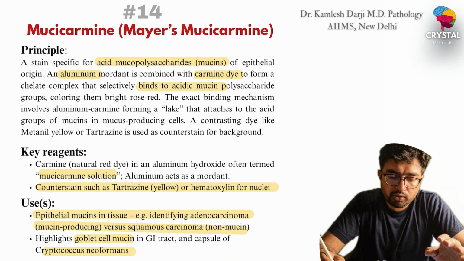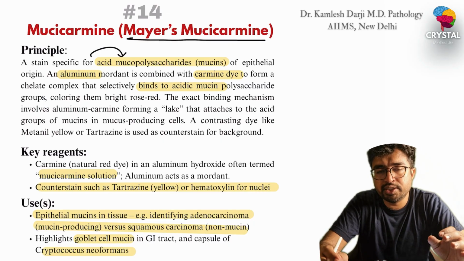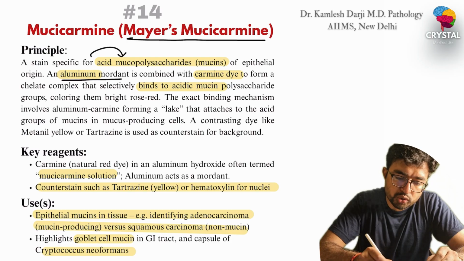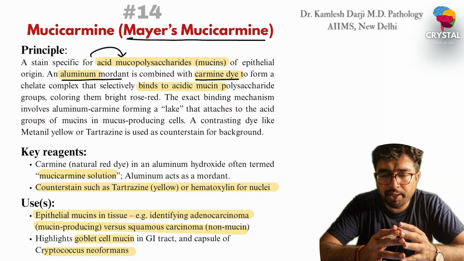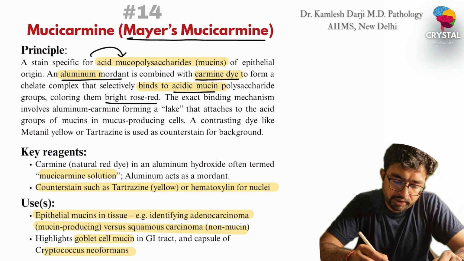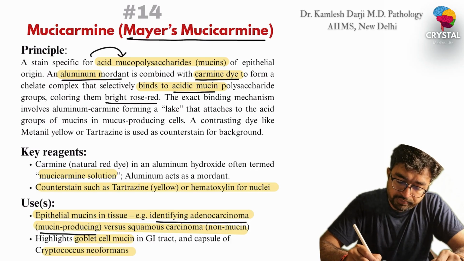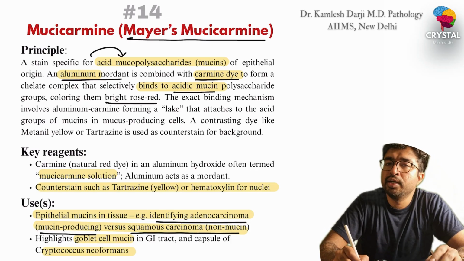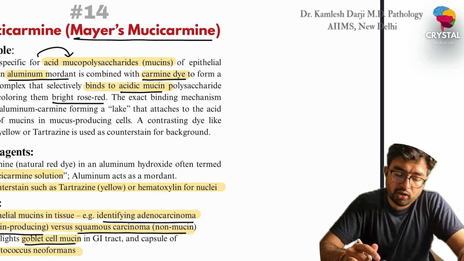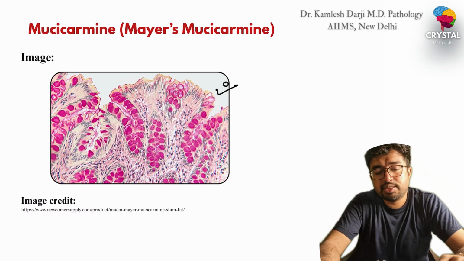Next stain is the Mucicarmine, also called Mayer's Mucicarmine stain. It is specific for the acid polysaccharide, which is seen in the mucin of epithelial origin. So here an aluminum mordant and carmine dye are used. This complex will bind to the acid mucin and give a bright rose red color. And it is used to identify adenocarcinoma, which is mucin producing, and you can distinguish it from squamous cell carcinoma, which will not produce mucin. And you can highlight goblet cells in the GI tract and also Cryptococcus neoformans. So this is what the Mucicarmine stain looks like.